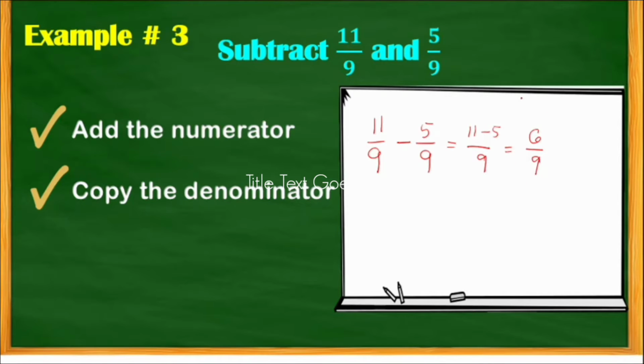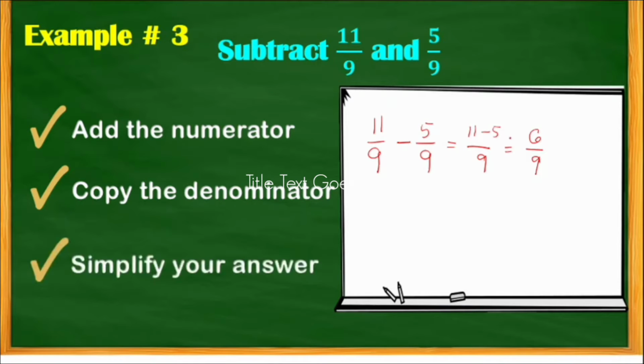All we need to do is to simplify our answer. Is there any common factor between 6 and 9? Very good, Grade 4 pupils. The common factor is 3. So, we're going to divide by 3. 6 divided by 3, the answer is 2. And 9 divided by 3, the answer is 3. So, the final answer would be 2/3. 2/3 has no common factor, so this will be our final answer.